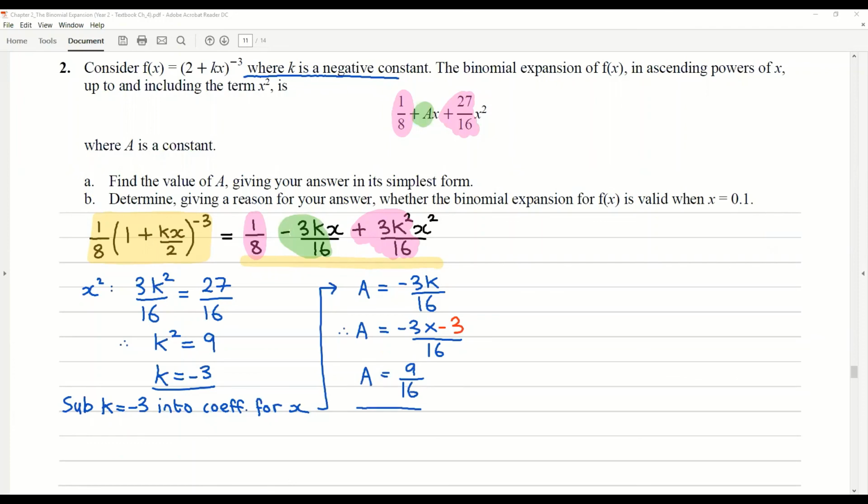For part B, this is actually quite quick. And exams ask questions in a roundabout way without saying explicitly what they want. It says, determine, giving a reason for your answer, whether the binomial expansion for f of x is valid when x equals 0.1. Well, when we're talking about things being valid, obviously this is referring to the range of validity. So let's write down our range of validity for this.